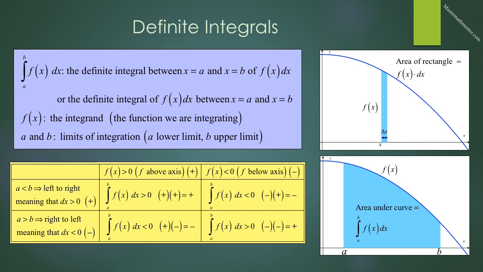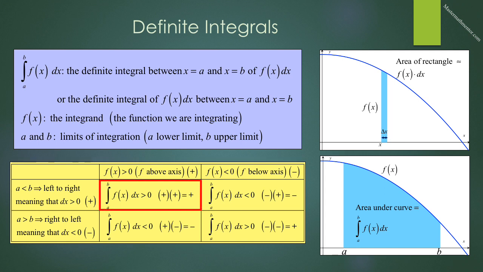Whenever you see a definite integral, the integral from a to b of f of x dx, I want you to always think area under the curve f of x. However, we do have to be careful. We know that areas are always positive, but definite integrals can be both positive and negative. This is summed up by the table in yellow.